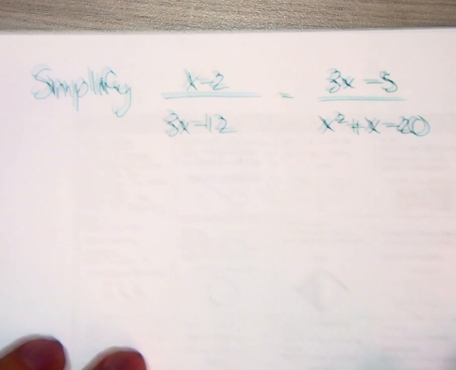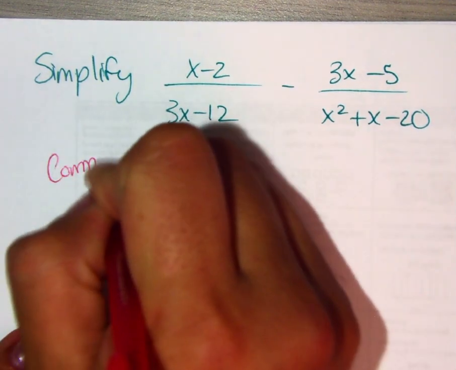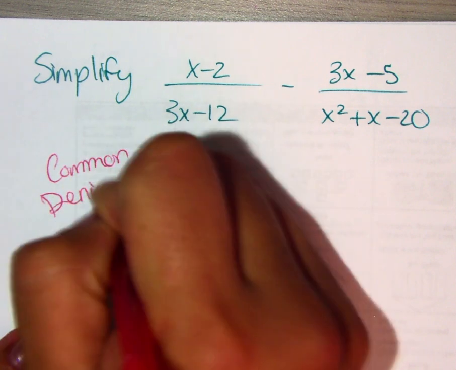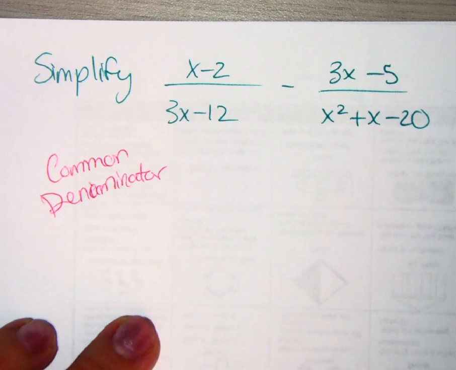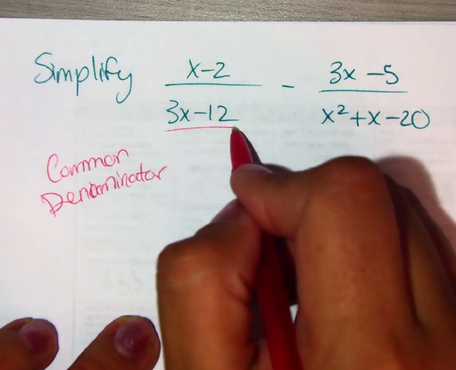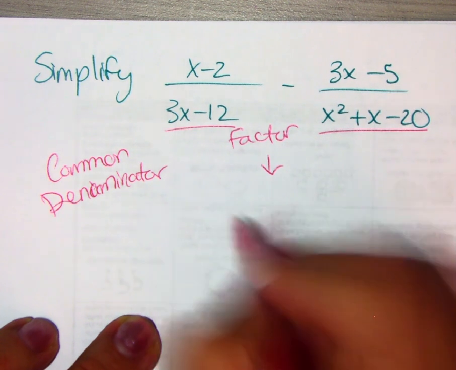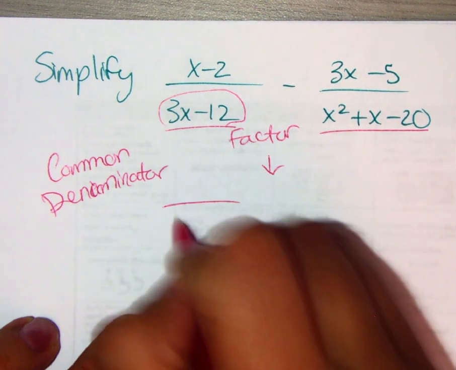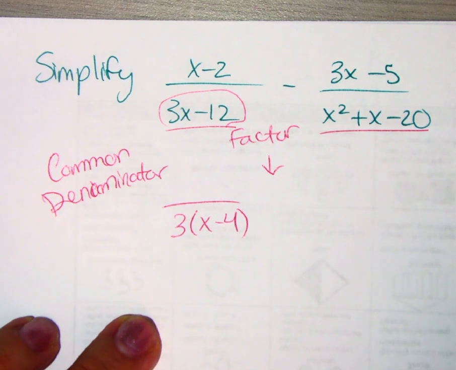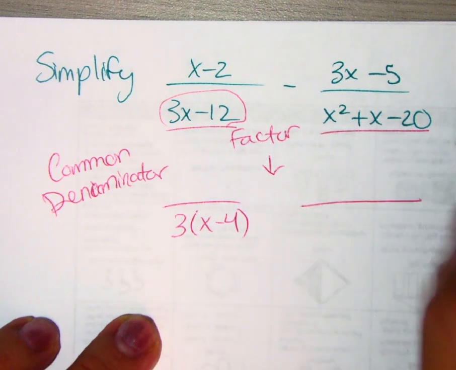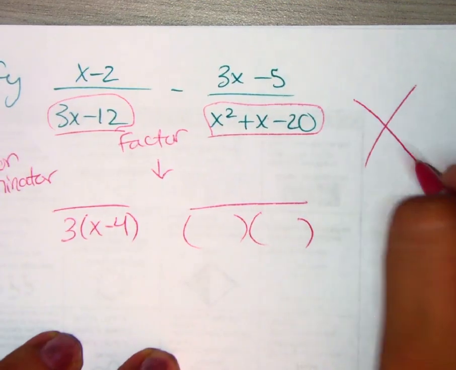Here's another problem, and similar to what we just did, your first thing to do is have common denominators. In order to add or subtract, you need common denominators. Now, in order to have common denominators, you need to have the same factors. So we need to first look at these and factor. So we end up with this factor being 3 times x minus 4, because you notice that they have a GCF of 3. And this denominator being two binomials that we need to find with the x.